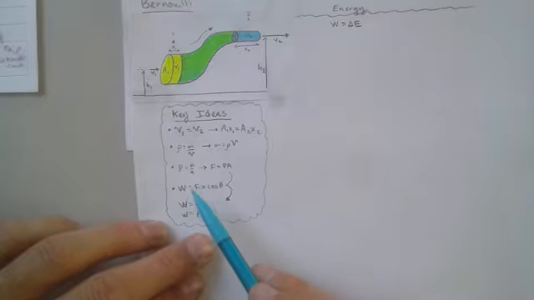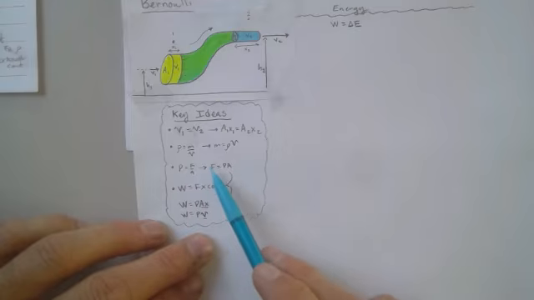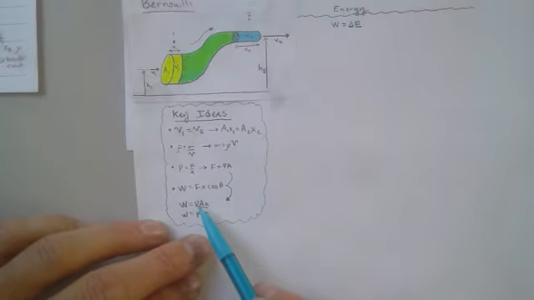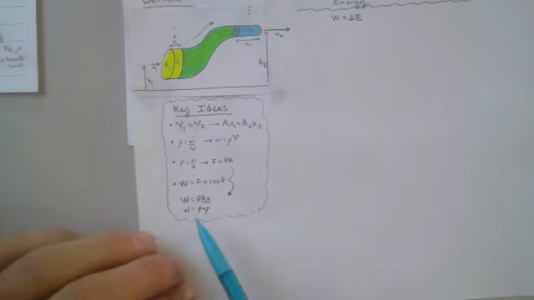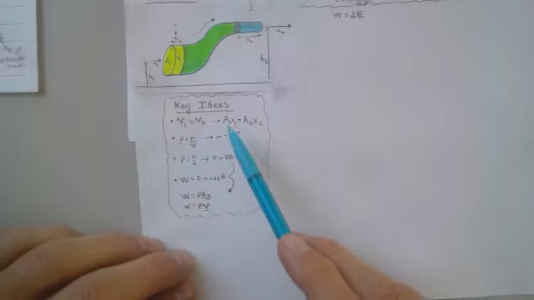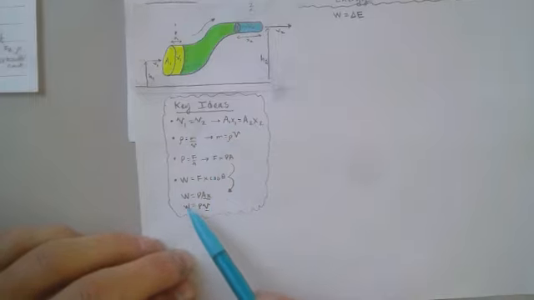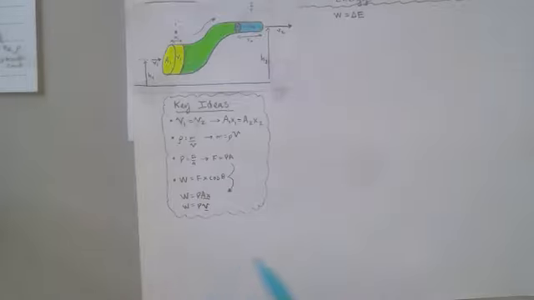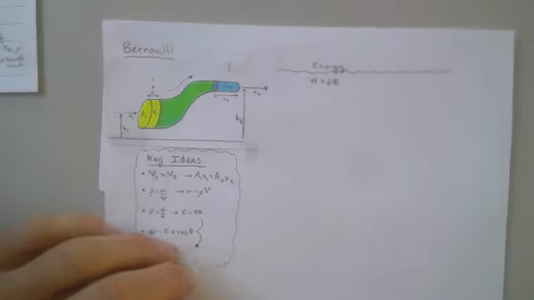And if work is force times distance essentially, and force is pressure times area, we could combine these two things and get work is pressure times area times distance. And lastly, if volume is A times x, we could say work is pressure times volume. Okay, so anyways, here we go.